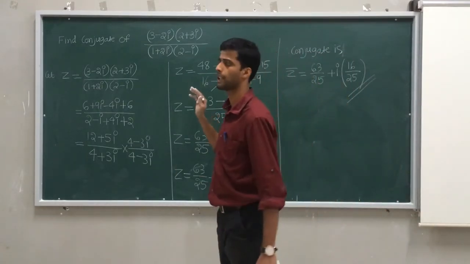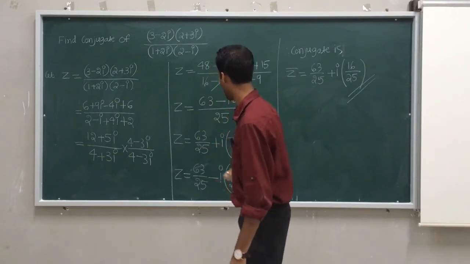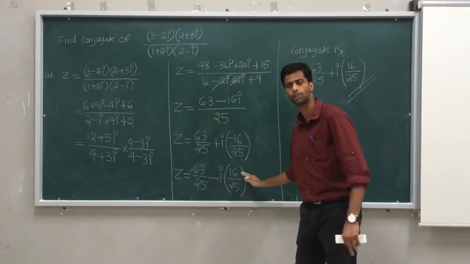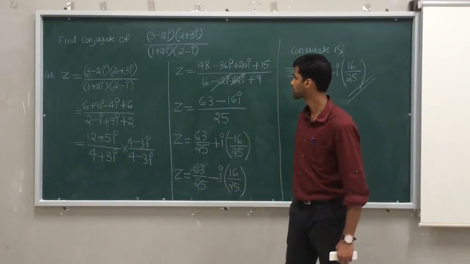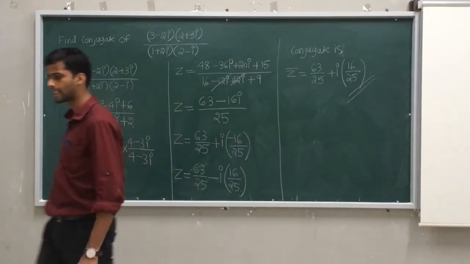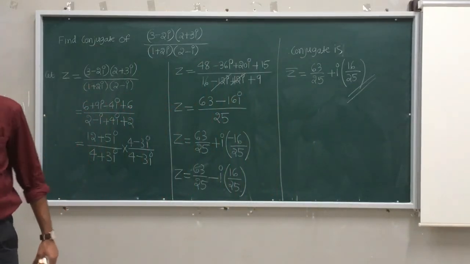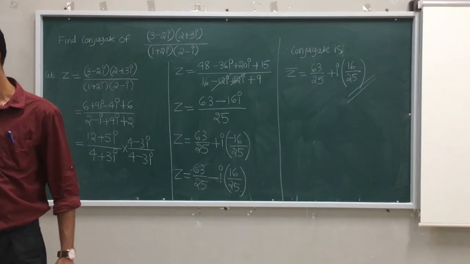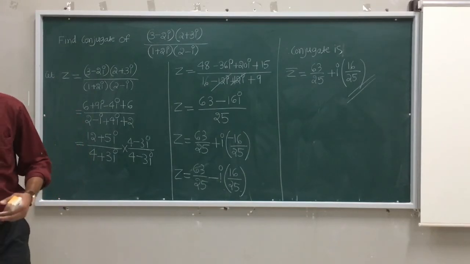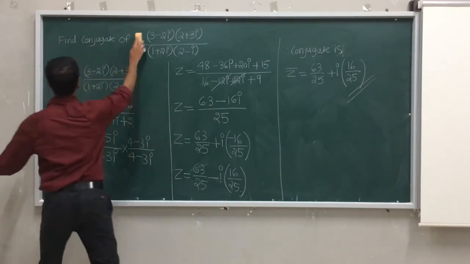So what you should do, whenever such a question is given, bring it in a standard style, x plus iy. Then only you proceed further. It all depends on you. So therefore 63 by 25 plus i times 16 by 25 is the conjugate of the given complex number. Now we'll move on to the next question.